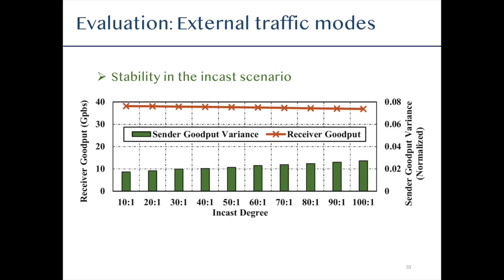This figure shows the goodput of the receiver and the goodput variance of senders in the scenarios with different degrees of incast. The average goodput variance of the senders is small because of the fair convergence of the ECN-based credit rate control algorithm, and the average goodput of the receiver remains almost the same because data transmission is precisely controlled by the credits.